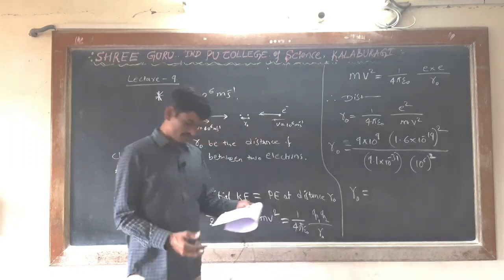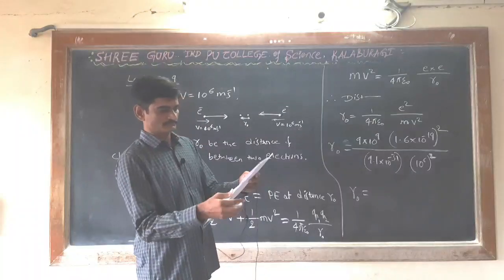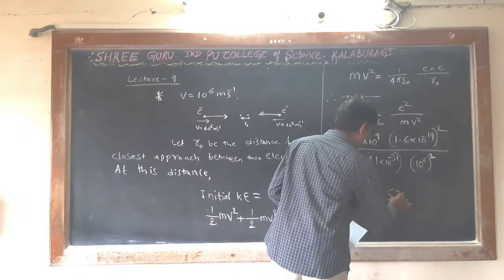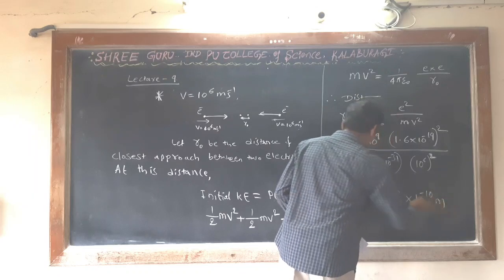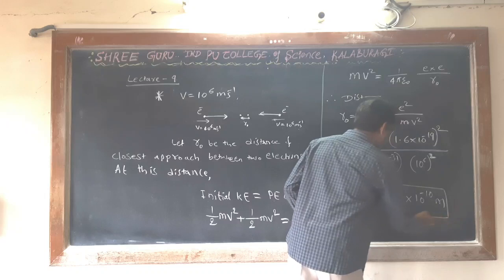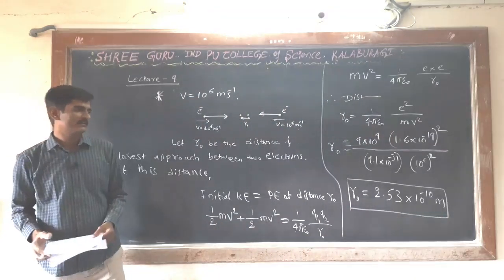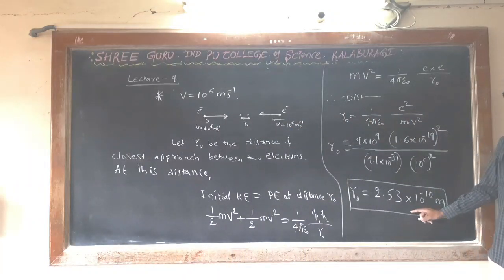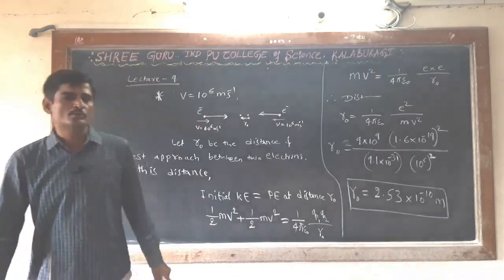R naught is equal to 2.53 into 10 to the power minus 10 meter. Do the calculation and you will get the answer as 2.53 into 10 to the power minus 10 meter. This is the distance of closest approach between the two electrons.